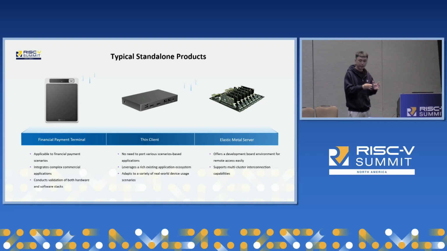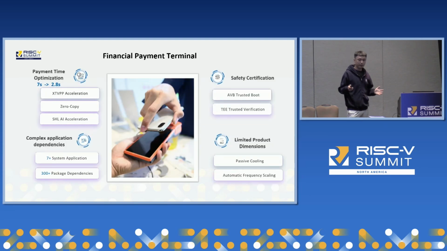The first one is very important, our financial payment terminal. The second is thin client. And the third one is that some people use our chip to build an elastic metal server. Yeah. And the financial payment terminal, we have put that in our convenience stores.